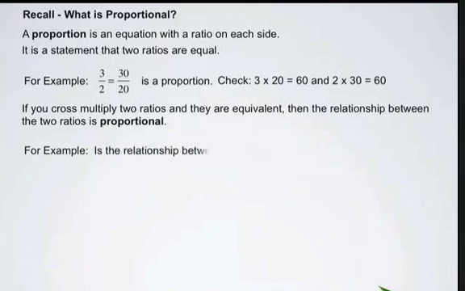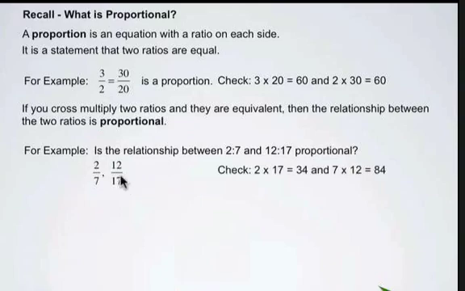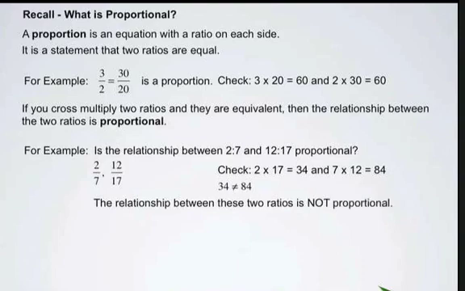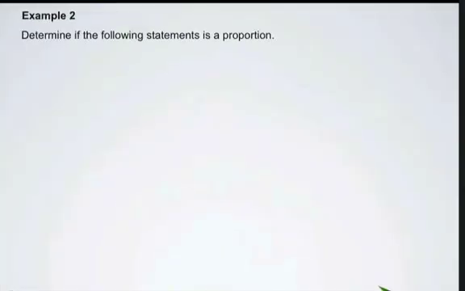Let's try it with this example. Is there a relationship, a proportional relationship, between 2 to 7 and 12 to 17? If we take a look at those 2 ratios, 2 to 7 and 12 to 17 in fraction format, and we cross-multiply, 2 times 17 is 34, 7 times 12 is 84. So since 34 is not equal to 84, the relationship between these 2 ratios is not proportional. In this example, we're going to determine if a statement is a proportion.